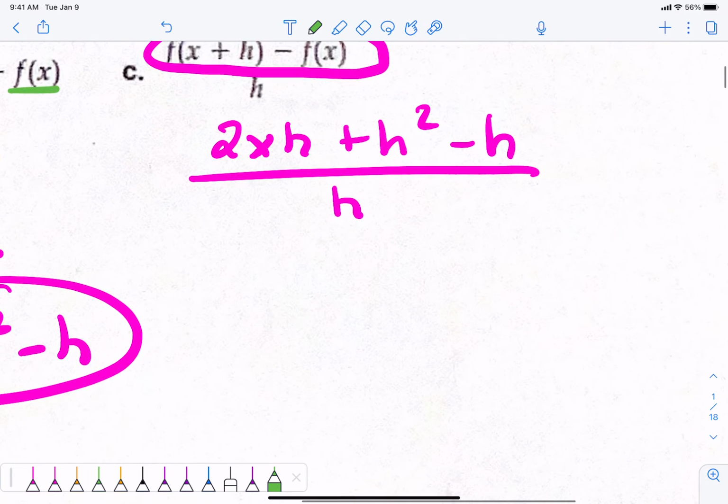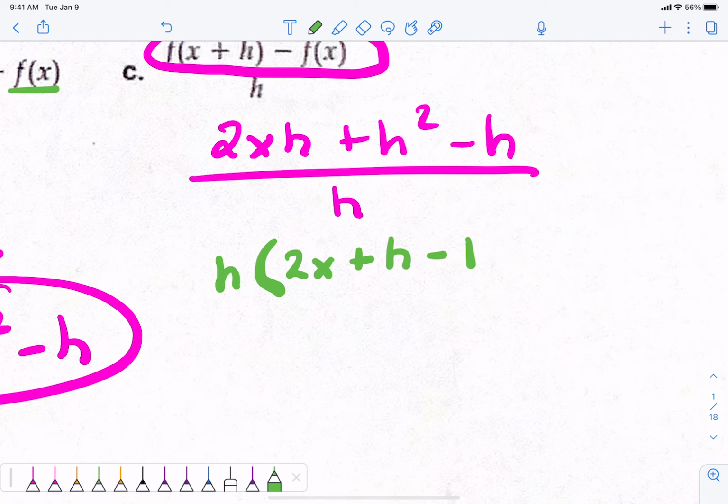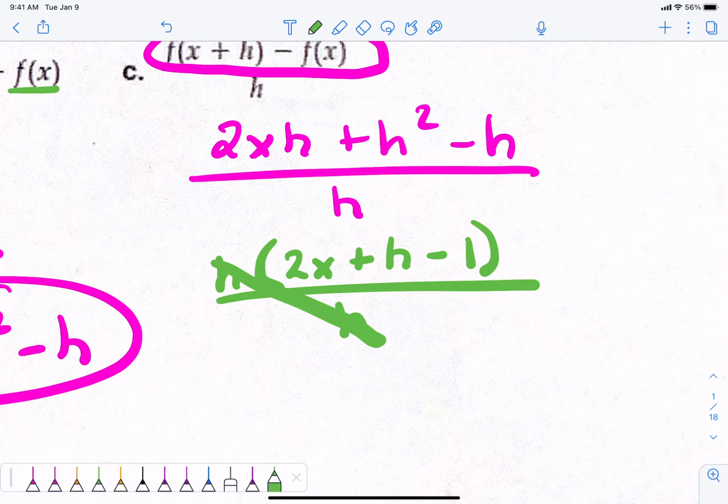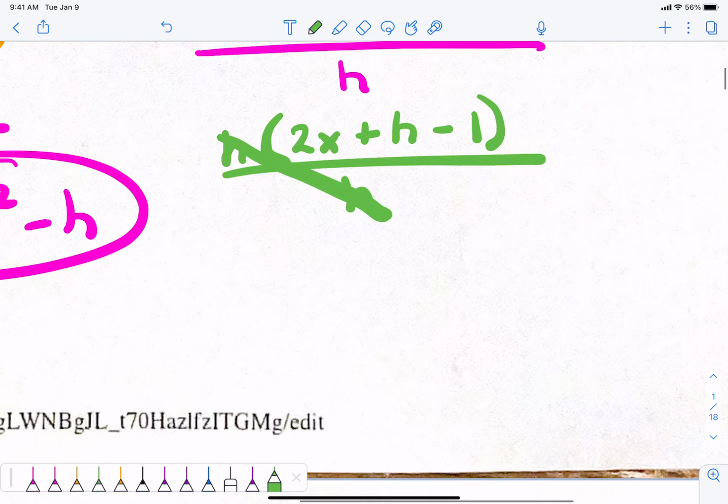Okay? How many pieces are in the top? Three. What do all three of those have in common? h. Let's pull an h out in the front. So we have h times (2x plus h minus 1), all over h. And we cross that out. So it's 2x plus h minus 1? Yep, that's the answer. Really it's 2x minus 1 plus h.